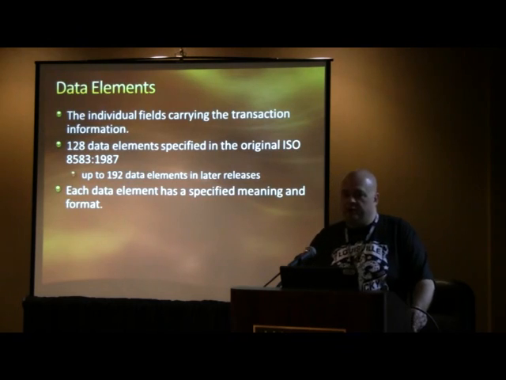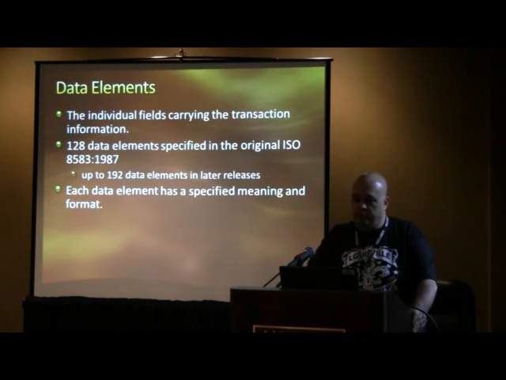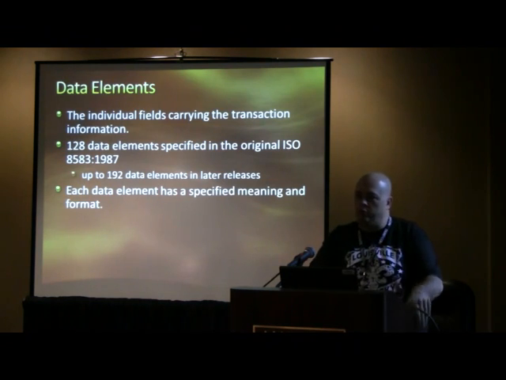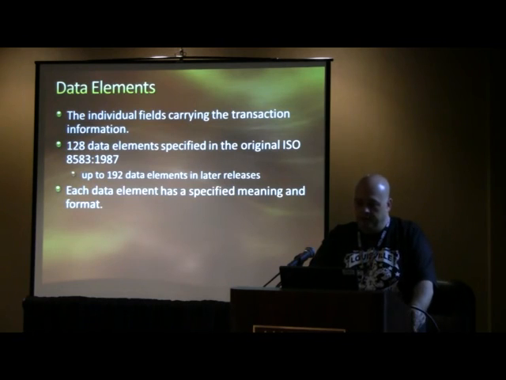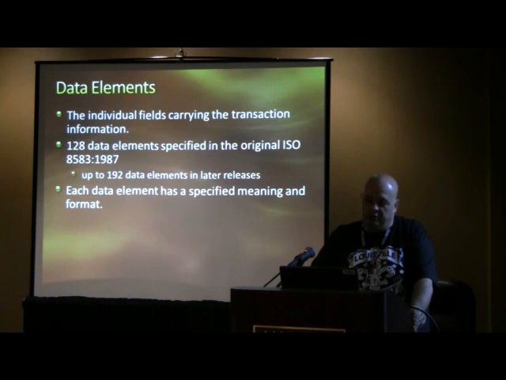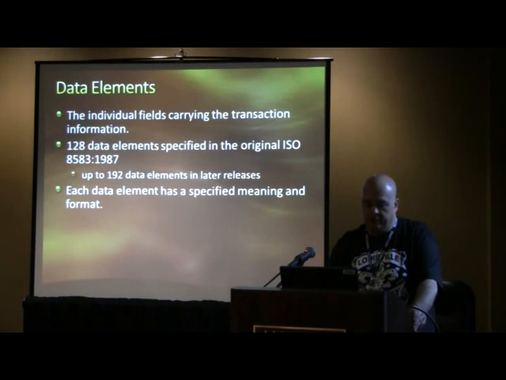So now we have the actual data elements or the data fields that we send. These are the individual fields that carry all the information that you told it in the bitmap that you're sending. Now in the ISO 8583 1987 standard, there's 128 data elements. And like I said, in later releases, you can have up to 192. And each one has a very specific meaning and format, even within that.